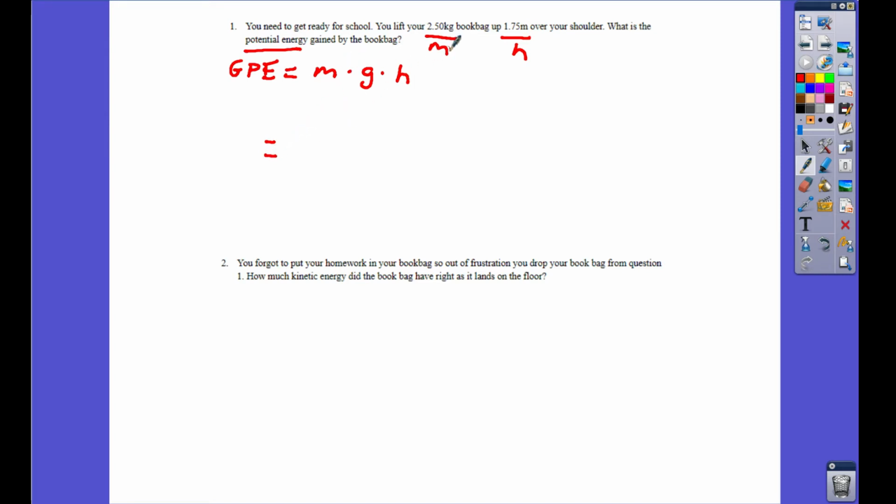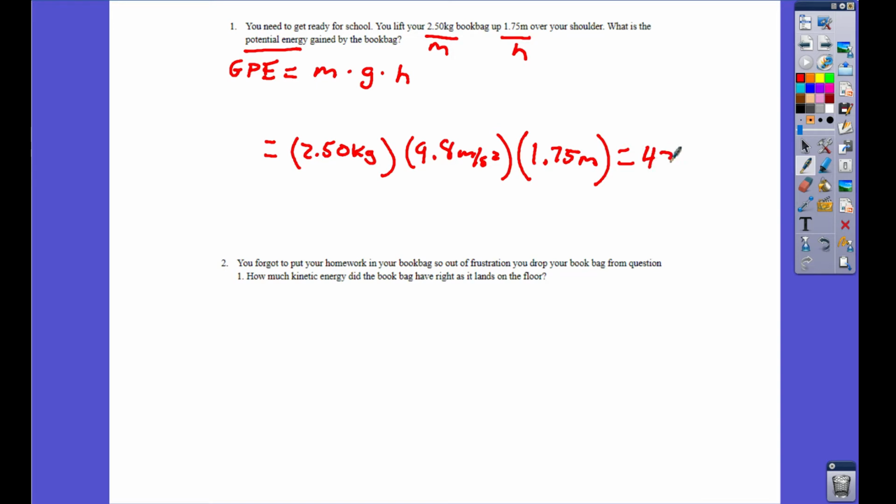All we're going to really do is plug the information that we got into this problem. We have 2.50 kilograms for the mass, 9.8 meters per second squared for the acceleration due to gravity, and 1.75 meters for the height. When we multiply these things together, we're going to get a total gravitational potential energy of 42.875 joules worth of energy, which will be our final answer for this problem.